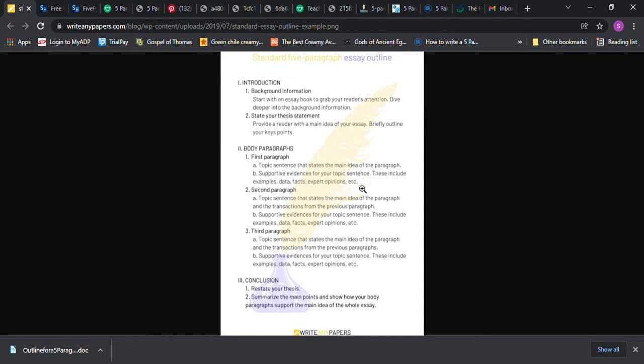And this one, they do it different. They say topic sentence that states the main idea of the paragraph, supportive evidences for your topic sentence. These include examples, data, facts, expert opinions, etc. So I did like that because that helps you with writing an essay. And then I have another tab for you. I have so many tabs for you.